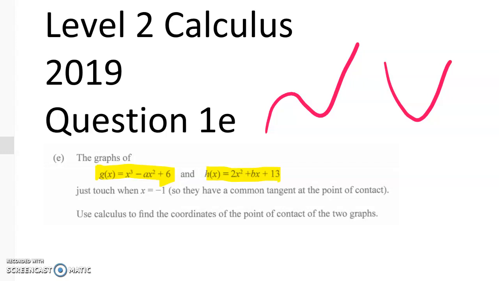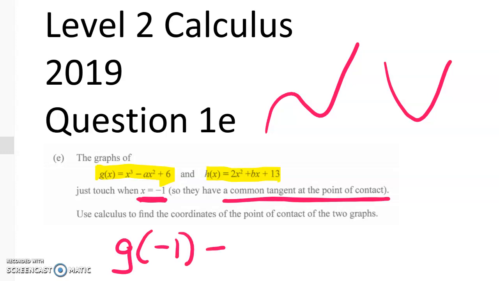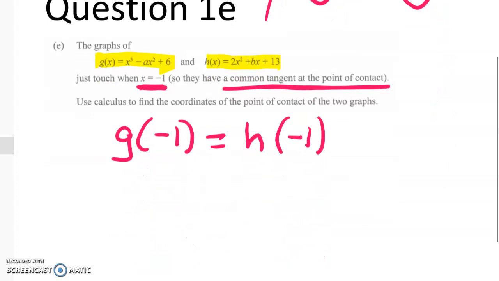And we're told that those two graphs just touch when x is equal to -1. So they have a common tangent at the point of contact. So that tells us two really useful things. First of all, we know that g of -1 is equal to h of -1. And because they just touch, they don't cross over, that means that the tangent line where they meet is the same one. And that means that the gradient must be the same at those 2 points.